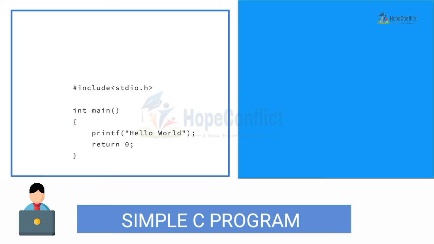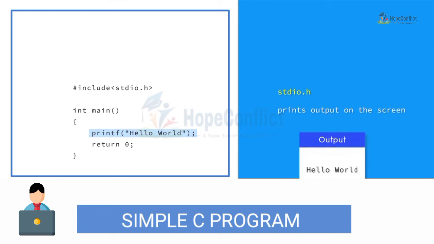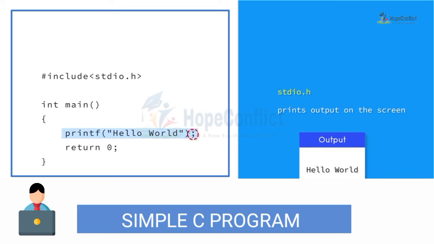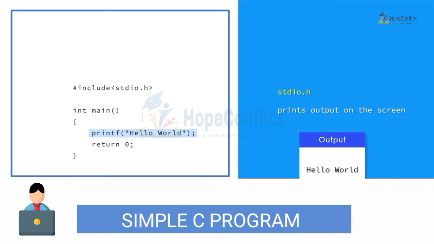Next we have printf hello world. As we said before, printf is a function which is defined in the stdio.h header file. Using the printf function, we can print the output on the screen. Here, hello world will be printed as the output. And note the semicolon here. That is important because every statement in C must end with a semicolon.